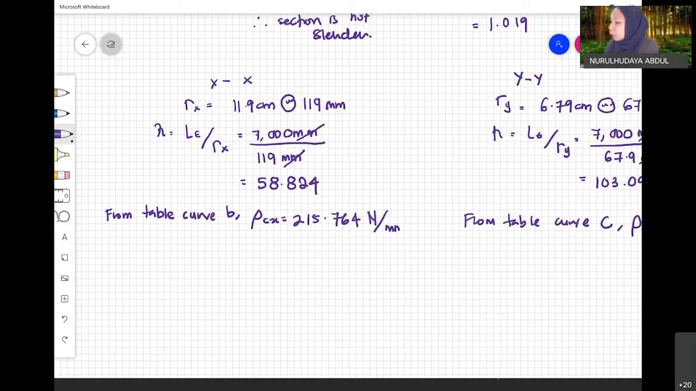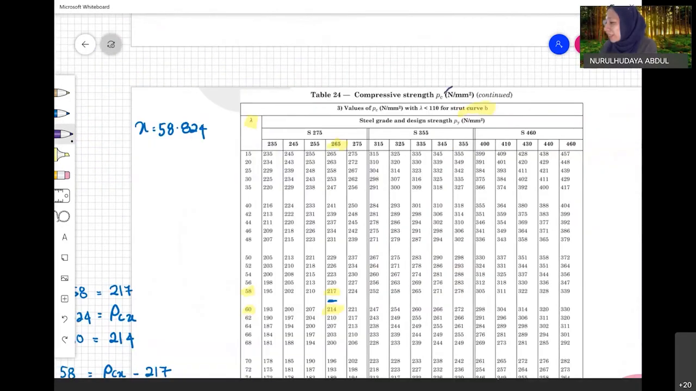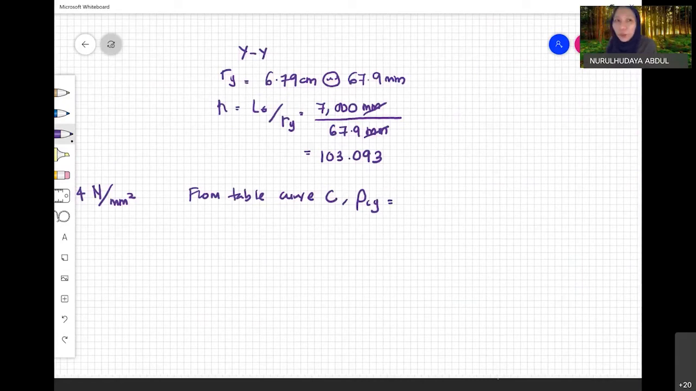So Newton over mm square, 215.76 Newton over mm square. You don't need to think about where Miss got the unit from; it is actually given in the table, written at the top. And then we do the same for curve C. For curve C, YY. Actually, for YY, we do it for curve C.